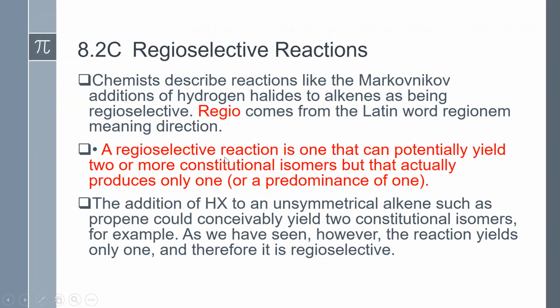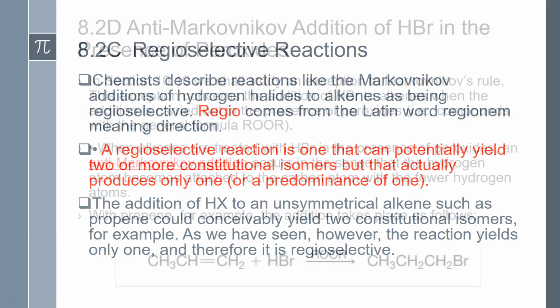So the Markovnikov's addition that we have learned earlier is an example of a regioselective reaction. The addition of HX, a hydrogen halide, to an unsymmetrical alkene such as propene, as we have discussed, could conceivably yield two constitutional isomers, but we have learned that following Markovnikov's rule, there is only one that is preferred, produced in a higher amount. Because of that, the addition of hydrogen halide to alkene is a regioselective reaction that follows Markovnikov's rule.